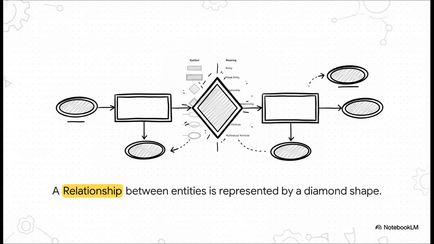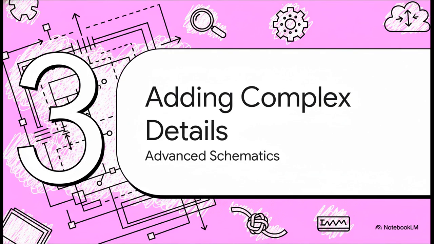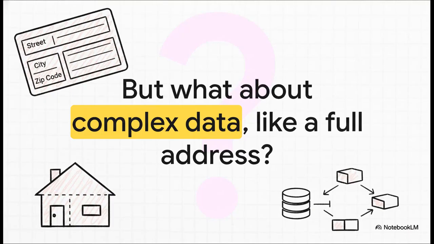That's the basic language of our blueprint. All right, basics down. But let's be real. Real-world data is way more complicated than that. A good blueprint has to be able to handle all the tricky, finer details. I mean, think about it. An address isn't just one thing, is it? It's got a street, a city, a state, a zip code. So how does our simple little blueprint handle something like that?